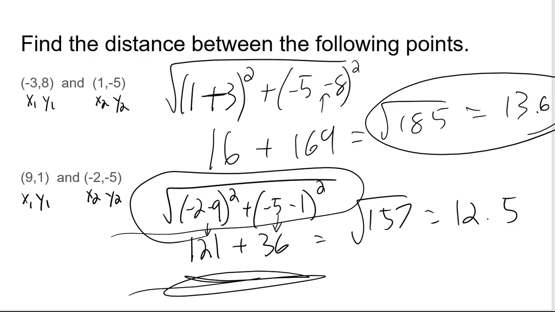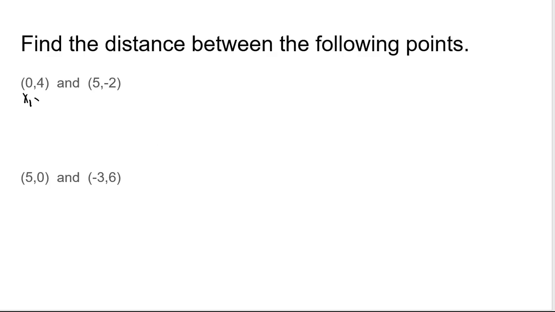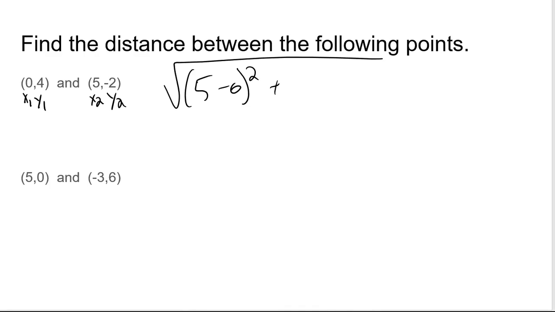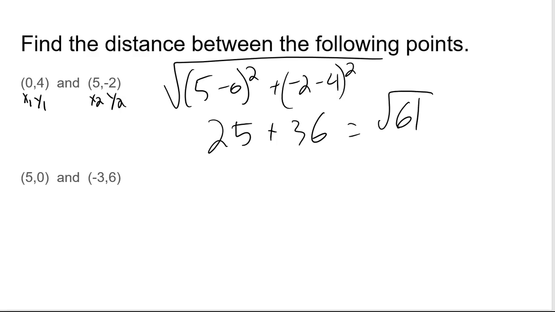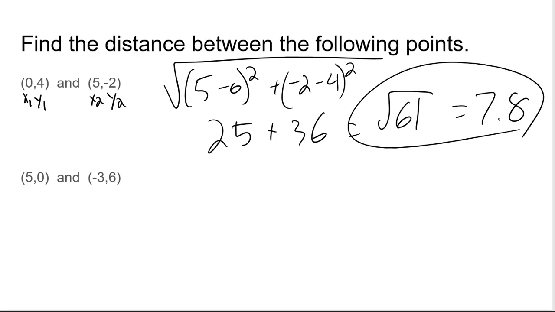Please do that. Alright, we got to find the distance, so label x1, y1, x2, y2. Then we're going to plug them in the formula. x2 is 5 minus 0 squared plus negative 2 minus 4 squared. 5 minus 0 is 5, squared is 25. Negative 2 minus 4 is negative 6, that's 36. 25 plus 36. That's square root of 61. The answer is 7.8. Both these would be fine in my opinion.